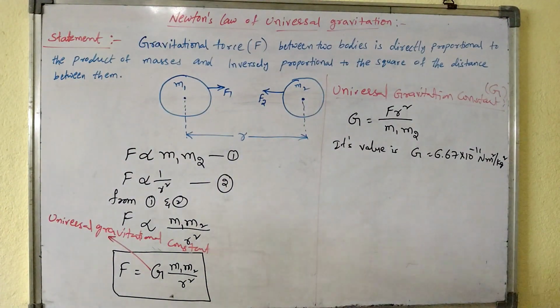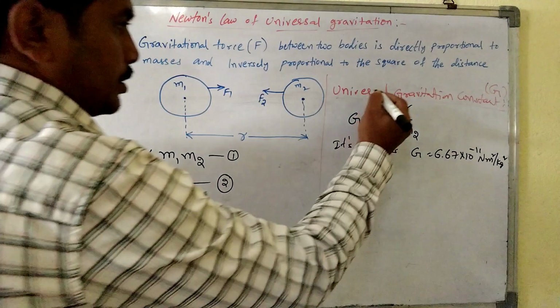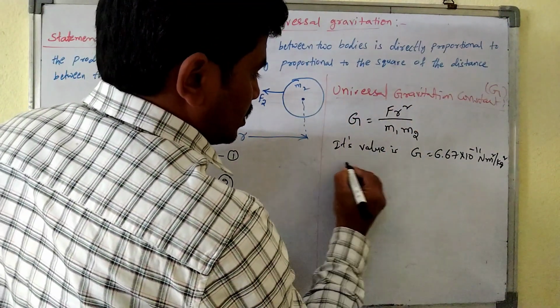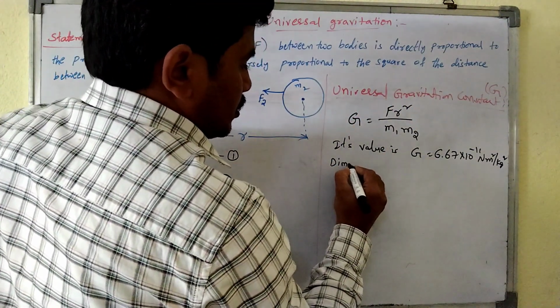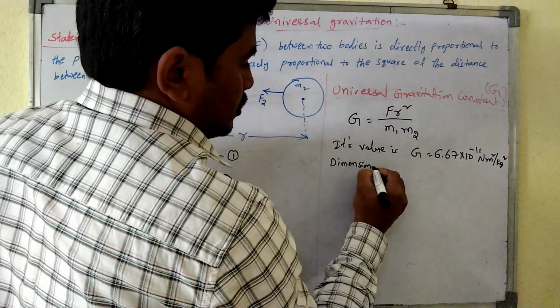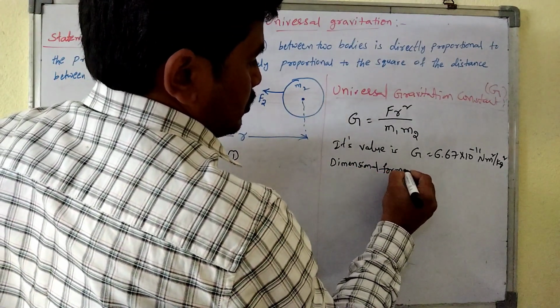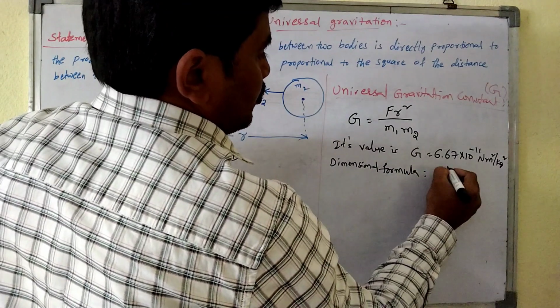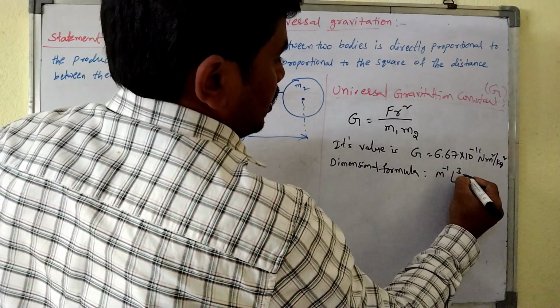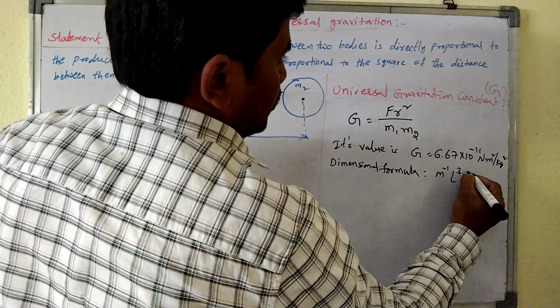And the dimensional formula for the universal gravitational constant is M power of minus 1, L cube, that is L power of 3, and T power of minus 2.